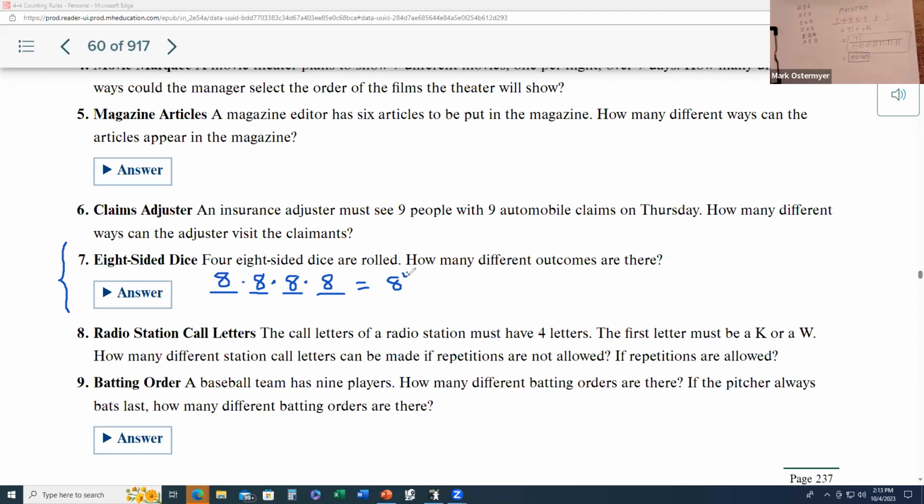And what is 8 to the 4th power? So we use our fundamental principle of counting. So 8 to the 4th power is 4,096. 4,096 different ways. Now, if you wanted to enumerate all these outcomes, these 4,096 different outcomes, one way to do it is you could build a tree.